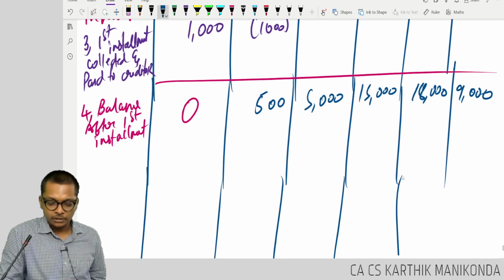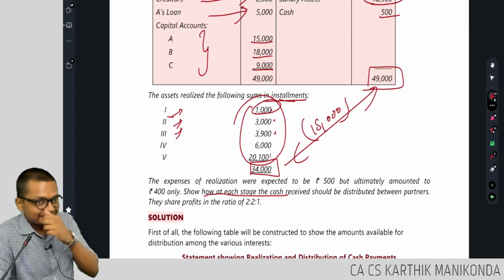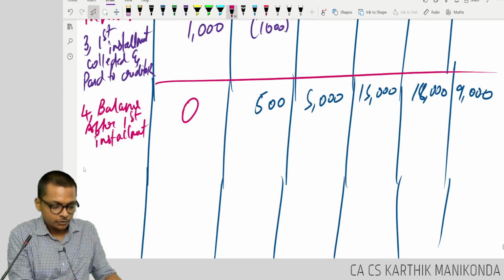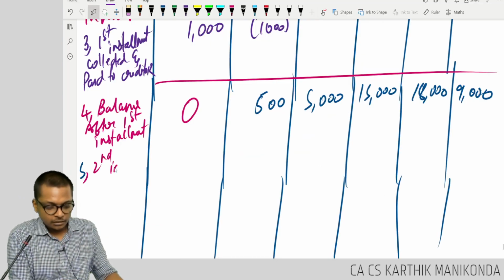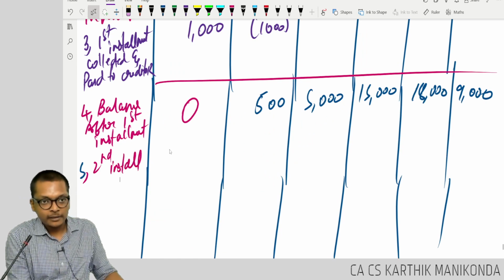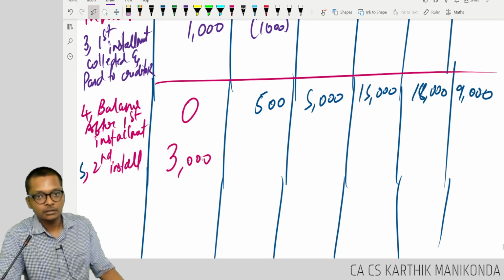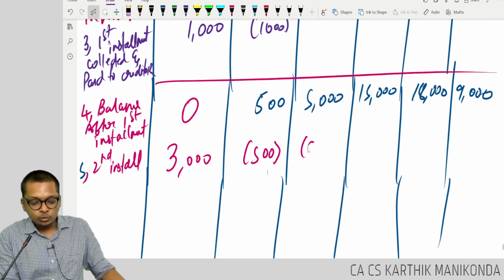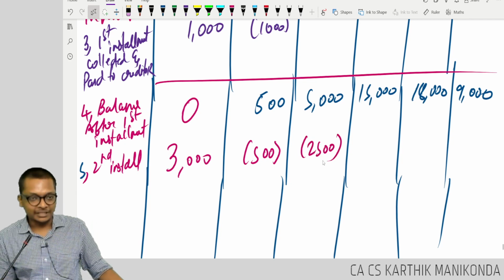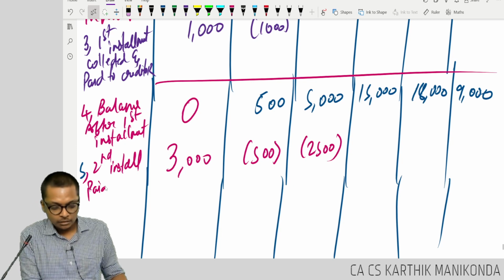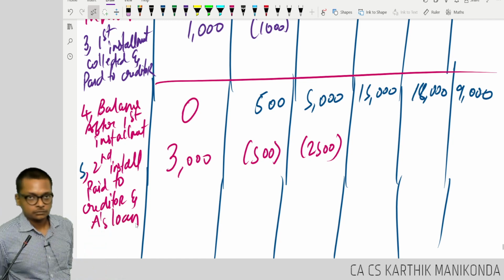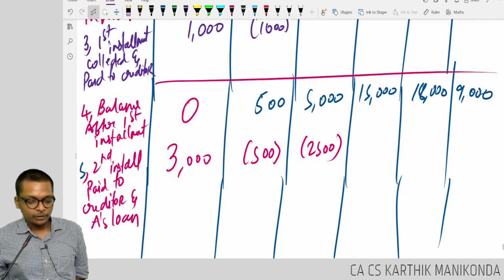Balance after first installment. Next you are getting what, guys? Second installment. How much? 3,000. So I will write here: second installment, 3,000. Who will take this 3,000? Creditors will take first 500. Then balance 2,500, who will take? A's loan. That's it. So second installment paid to creditor and A's loan.